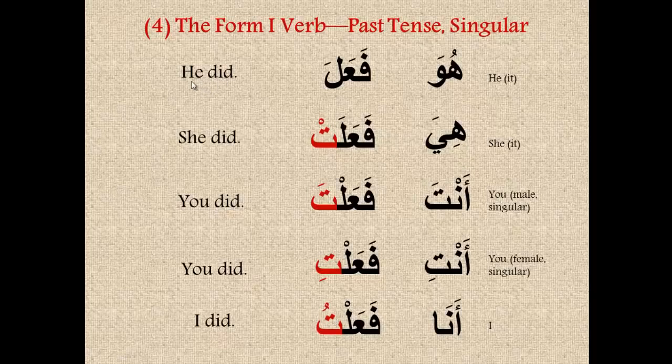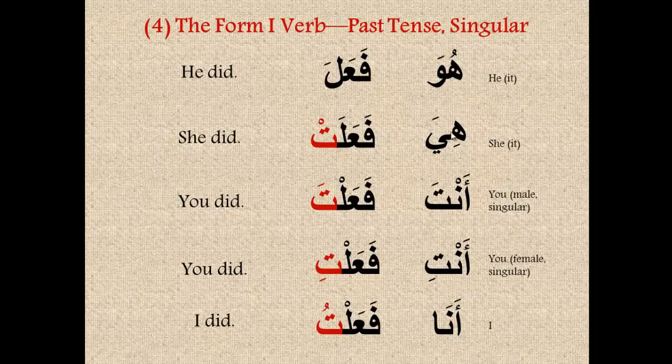Now, in English, we say he did, she did, you did, and I did. The verb is the same for every single pronoun. Did, and did. If I just say did in English, you don't know who performed the action of doing, who did. But in Arabic, the conjugation of the verb tells you the person and tells you the gender and tells you the tense, right? So if I say fa'alat, that means she did.